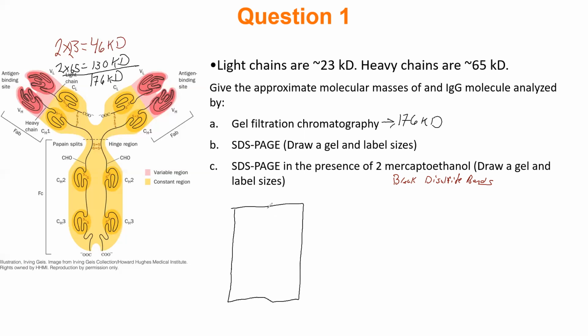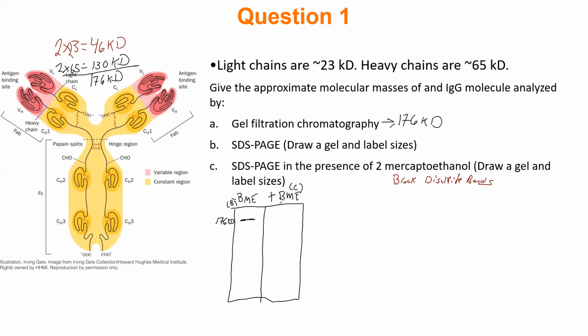Now let's do SDS page. I'm going to do it without beta mercaptoethanol and with beta mercaptoethanol. So that's what the plus and minus BME means. The left-hand side is basically question B. The right-hand side is question C. If I just do SDS page, I'll get one band. That's 176 kilodaltons.